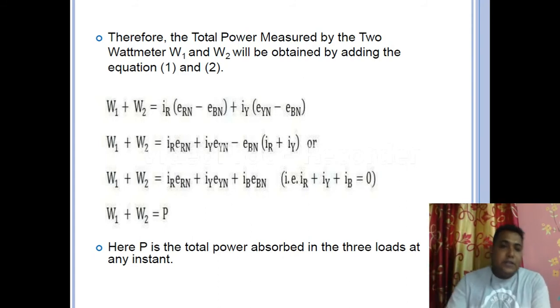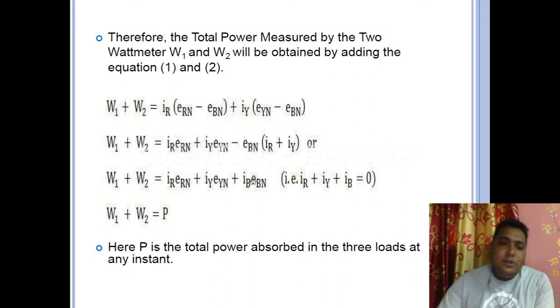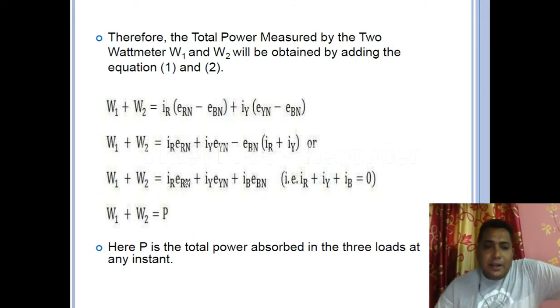So now put that in the equation. Follow my pointer: instead of this IR plus IY, if we put minus IB, then this equation will appear. Minus minus will be plus, and EBN into IB. Now we can see this is the R phase power, this is the Y phase power, this is the B phase power.